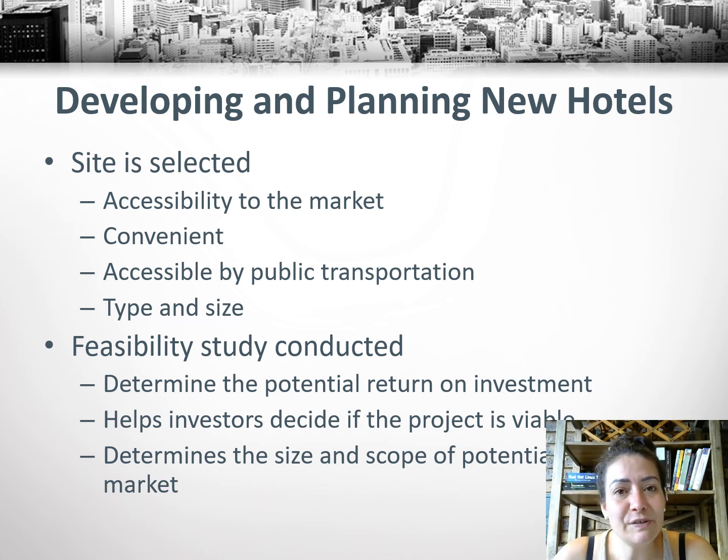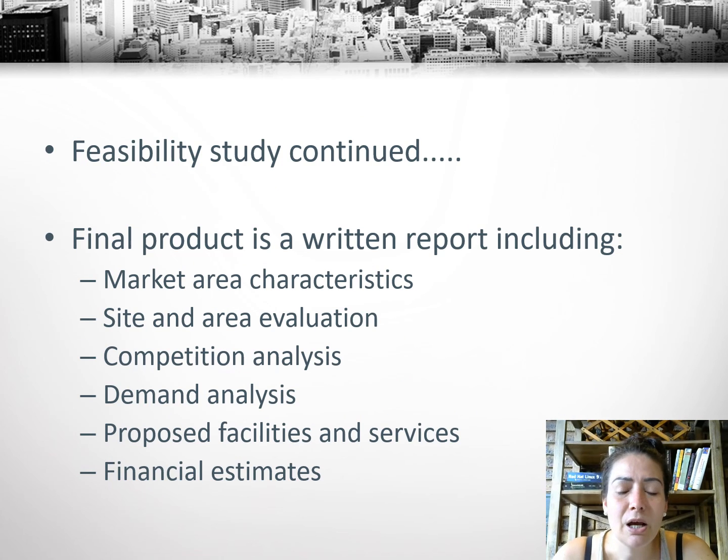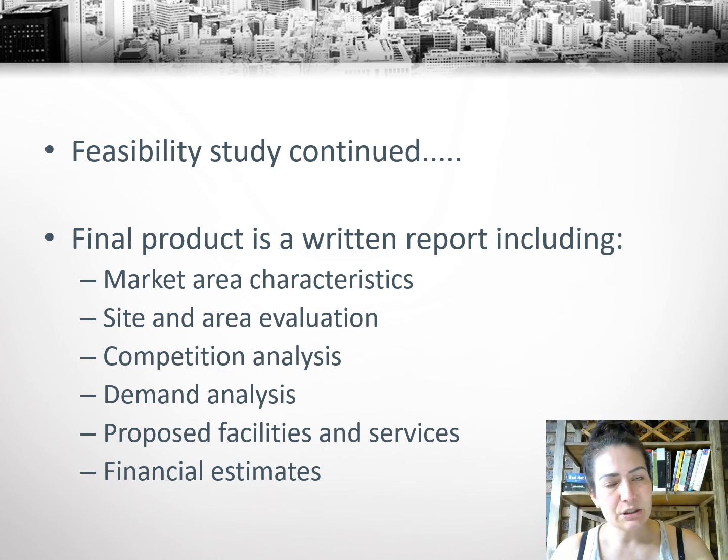Okay, so after a feasibility study has been done, you then do a written report. The final product is called the written report, and the written report includes the market area characteristics. Now remember, wherever your site is going to be, I would almost say you need a 5-kilometer radius, and you need to look at what is going on and what is happening around me in that 5-kilometer radius. What are the characteristics of the market area? Who is in that area? The age, the profile, what do they like, what don't they like, all those kinds of things.